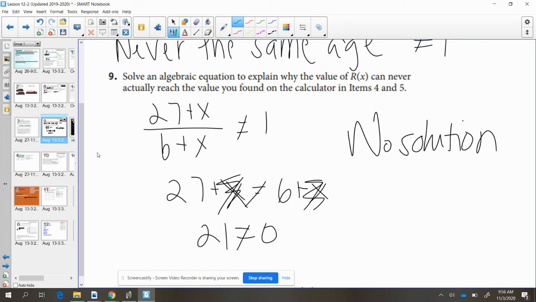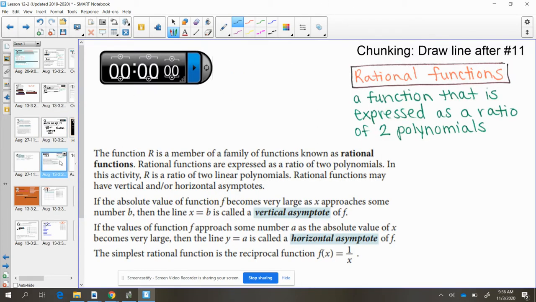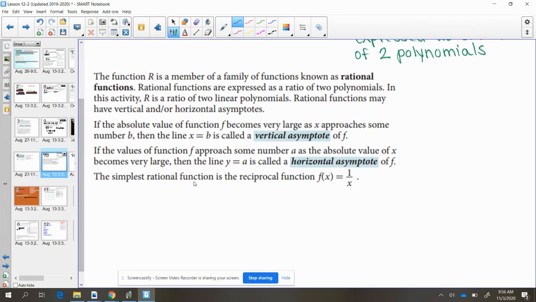So again, what this is all leading us up to is the idea of rational functions. A rational function is a function that is expressed as the ratio of two polynomials. Hence why we are transitioning from polynomials to rational functions, because there is that relationship with them. And we have these important features of rationals, which are our asymptotes, both vertical and horizontal. Now, the parent function of the rationals is 1 over x.